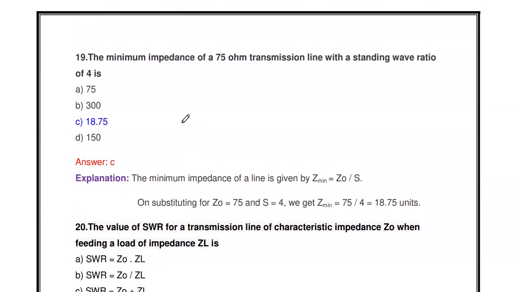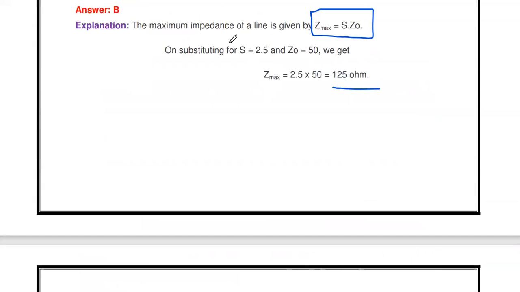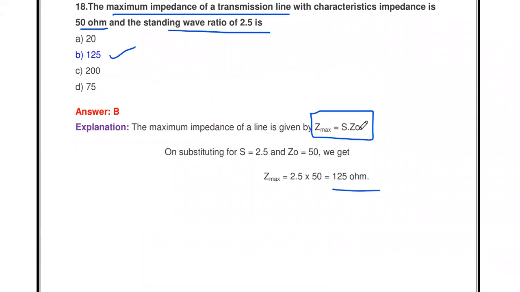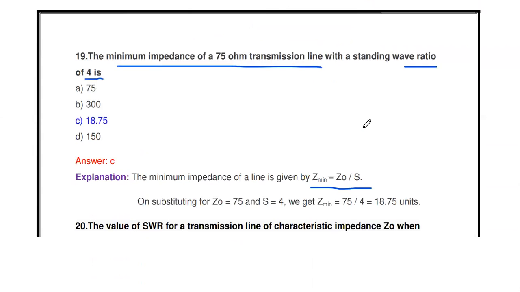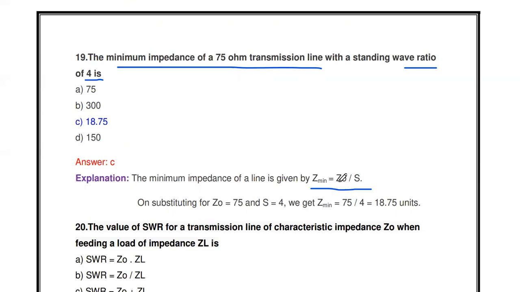And the next one, the minimum impedance of 75 ohm transmission line with a standing wave ratio of 4 is dash. So the minimum impedance of transmission line is Z min equal to, you know the formula, Z naught divided by S. The maximum impedance of transmission line is the product of S into Z naught. The minimum impedance of transmission line is Z naught divided by S. So 75 divided by 4, so 18.75. So 18.75 is the answer.